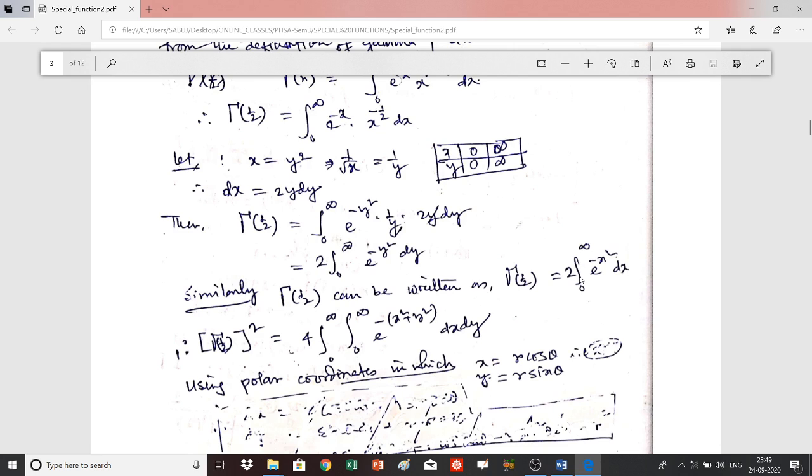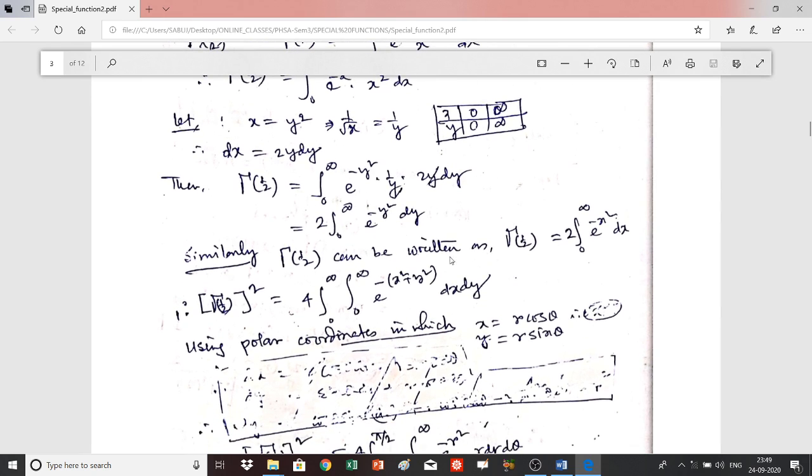Here, only the value of gamma half is found out for another variable x. So there is nothing confusing here. Don't be confused, because we have found this relation for the variable y, and here is another variable x. Now if we multiply this expression with this expression, that will give you gamma half square.